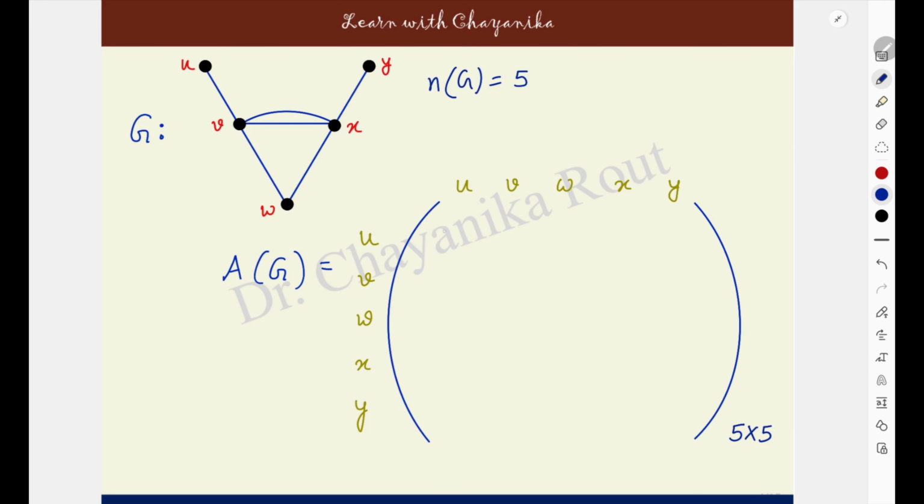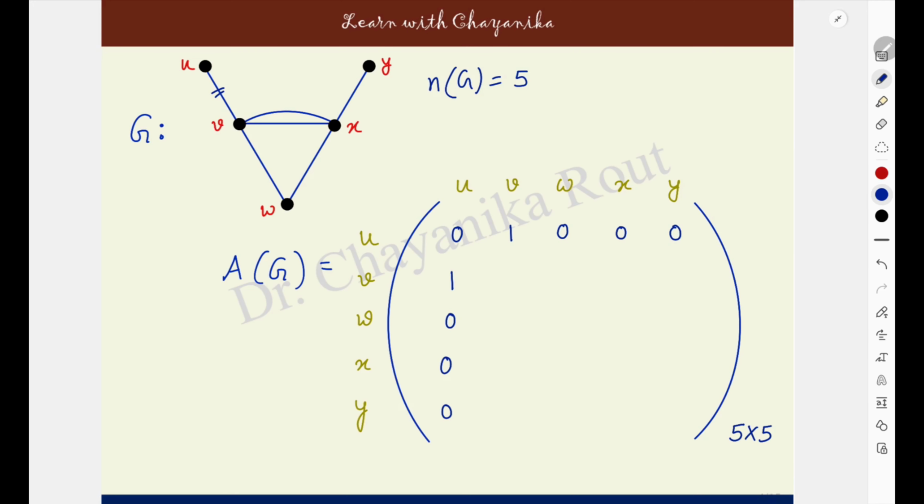So the very first entry is corresponding to the vertex u with u. Now there is no loop at the vertex u, that indicates there is no edge between u and u, so it is 0. You can see there is only one edge between u and v, so this entry is 1. Between the vertices u and w there is no edge, and similarly no edge between u and x and no edge between u and y. Now since the adjacency matrix is a symmetric matrix, the moment I have obtained the first row, I can immediately fill up the first column also. So it will be 1, 0, 0, 0.